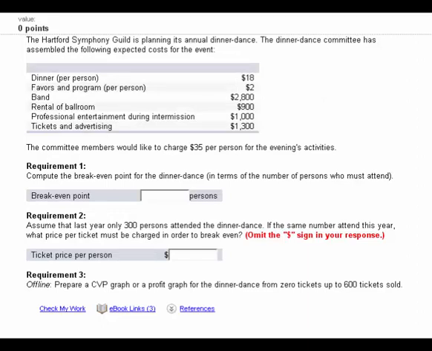And then finally, requirement 3 says prepare a CVP graph or a profit graph for the dinner dance from 0 tickets up to 600 tickets sold. I'll show you that graph now.